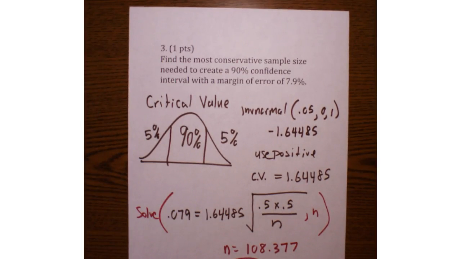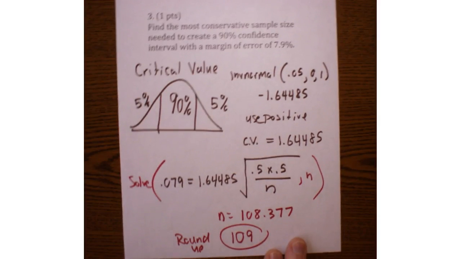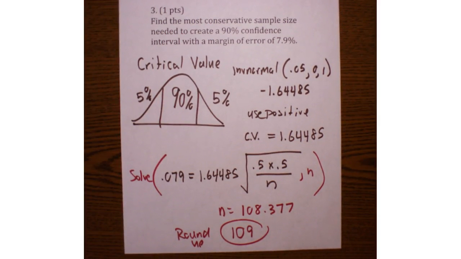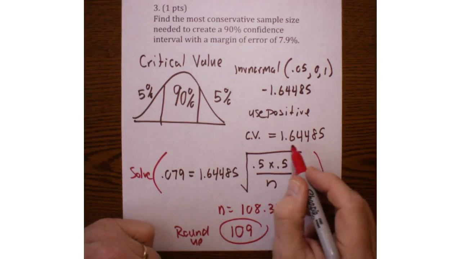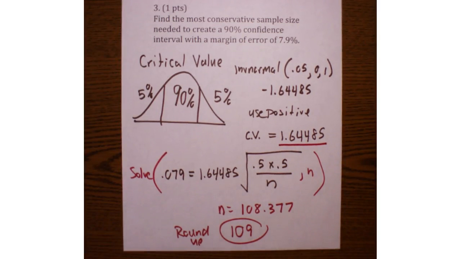Here's one more example. And I'll give you a problem to try on your own to see how you do. So again, find the most conservative sample size needed to create a 90% confidence interval with a margin of error of 7.9%. So 90% confidence we know has a special z-score of 1.645, or with a few more decimal places, 1.64485.